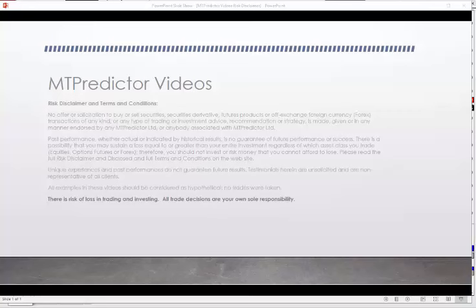In today's MTPredictor video, I'd like to look at our new VS or volume spike trade setup that's in our NinjaTrader 8 add-ons, NinjaTrader 7 add-ons, and our upcoming MTPredictor version 8 standalone platform.